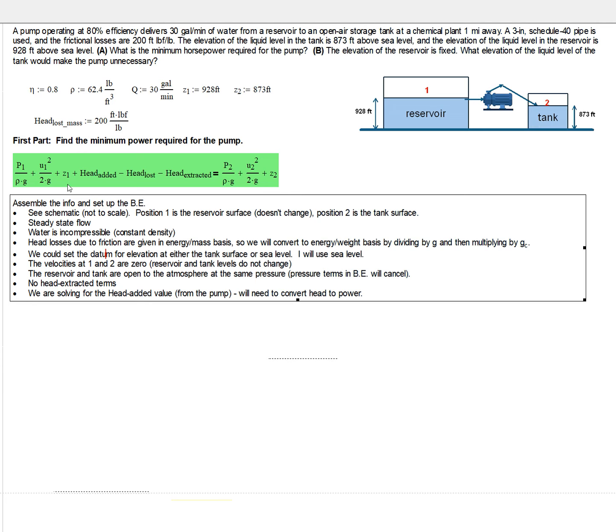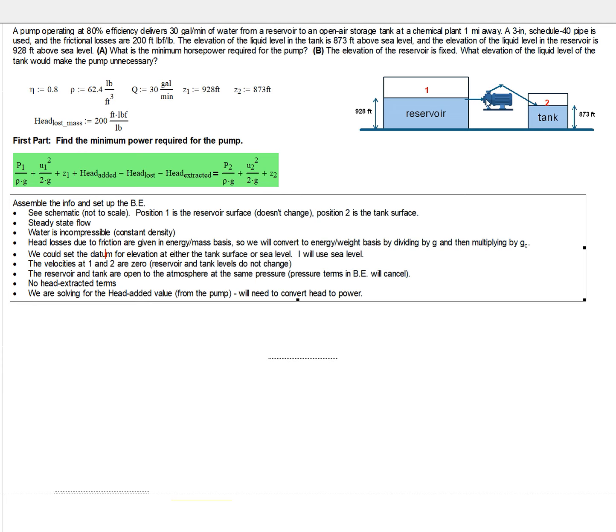So that takes care of those terms. What about head added? Well, head added is going to be our pump. And so that's what we need to calculate. That's going to be our unknown in the first part of this problem. Is there a head loss term? Yes, that is actually given to us.